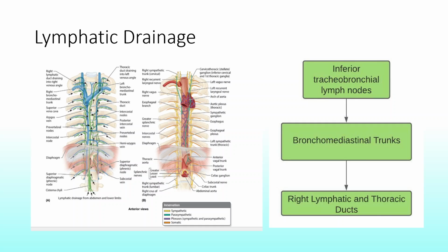Now lastly, lymphatic drainage. The subepicardial lymphatic plexus drains the myocardial and subendocardial tissue. The inferior tracheobronchial lymph nodes drain into the bronchomediastinal trunks, which then drain into the right lymphatic and thoracic duct as well. This is a picture that outlines the various pathways of drainage as well.